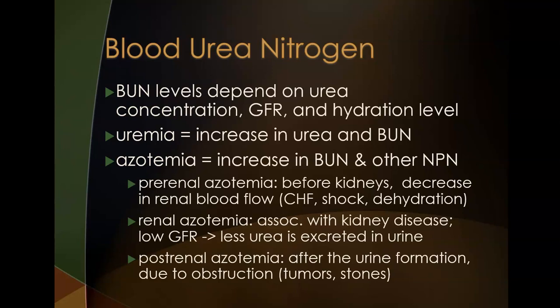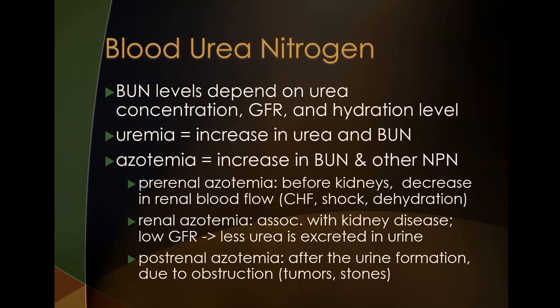Uremia is an increase in urea, in blood urea nitrogen, and azotemia is an increase in BUN and other non-protein nitrogenous compounds, such as creatinine and other waste products. Uric acid is another one. So azotemia, just think of an increased amount of wastes in the blood. And uremia is urea in the blood.